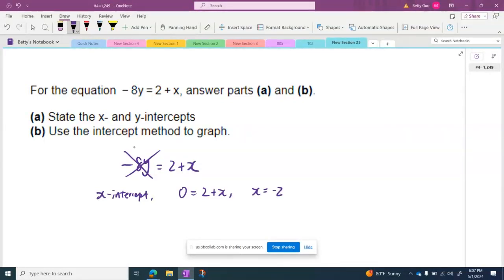Only the two numbers that are opposites of each other add up to 0. So x here has to be negative 2. So the x-intercept is (-2, 0).